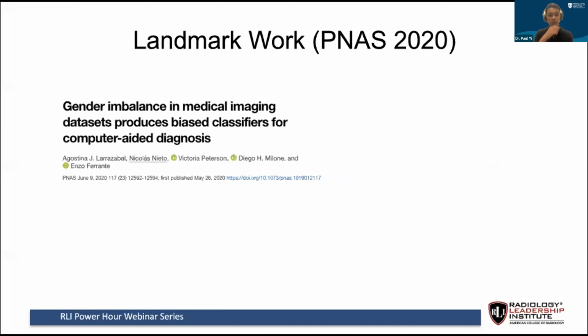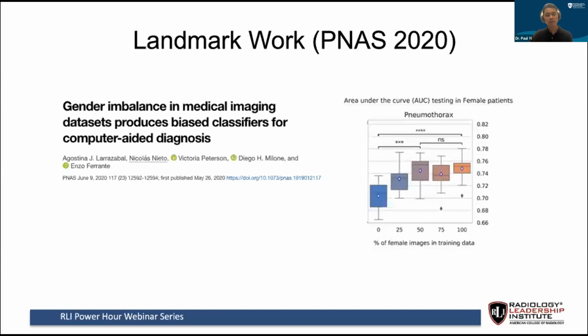One of the landmark works for fairness and bias in AI for radiology is this work by Larrazabal et al. from the Proceedings of the National Academy of Sciences back in 2020. This was really striking because what they showed is that if you train standard deep learning models for chest X-ray diagnosis with only males or only females, you'll have bias against the underrepresented or not represented sex. In this case, we have the percentage of females on the x-axis and the area under the curve on the y-axis. We can see that when you have 0% females and you test on female patients, you actually have lower AUC compared to if you have 100% males.